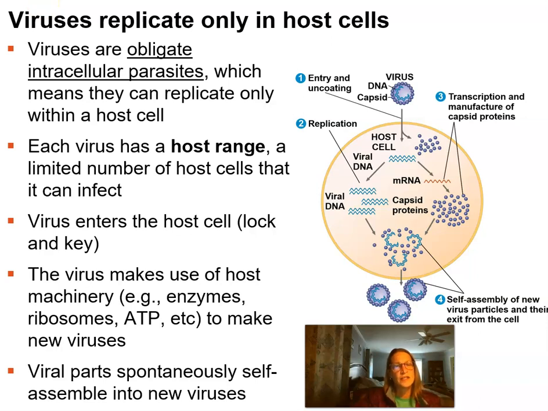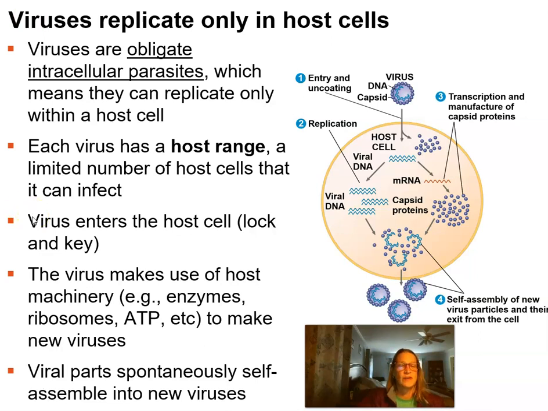Each virus has its own host range, which varies a lot. Some viruses are very, very specific, and they can only infect a certain type of cell within a certain species of host. Others may have only one species that they infect, but they can potentially infect a variety of different types of cells within that host species, and still others are able to infect multiple different species, although that is a lot more rare.